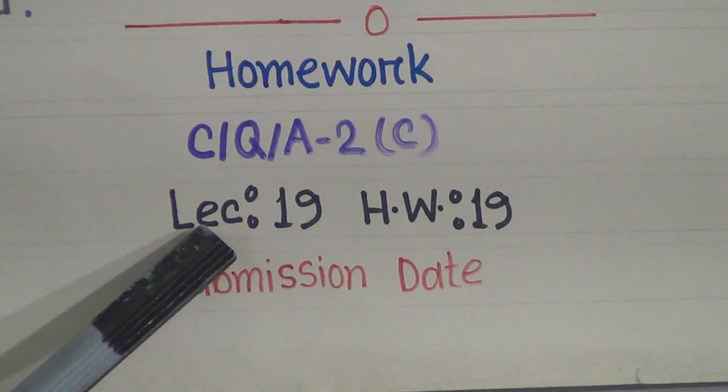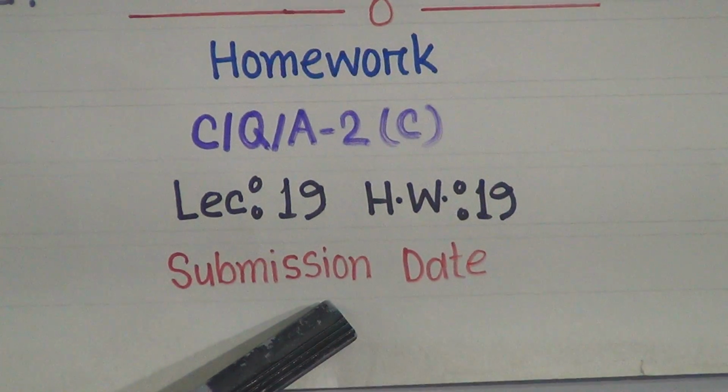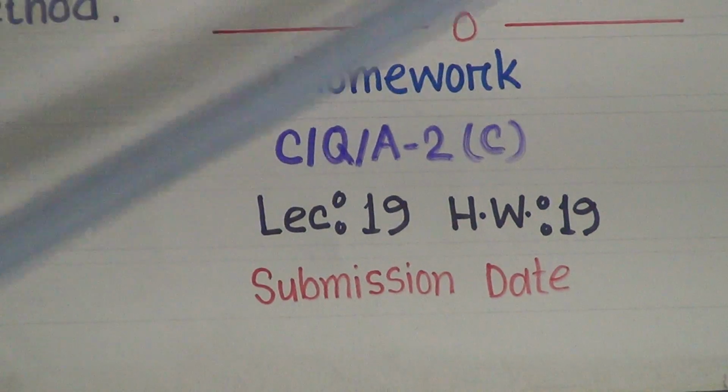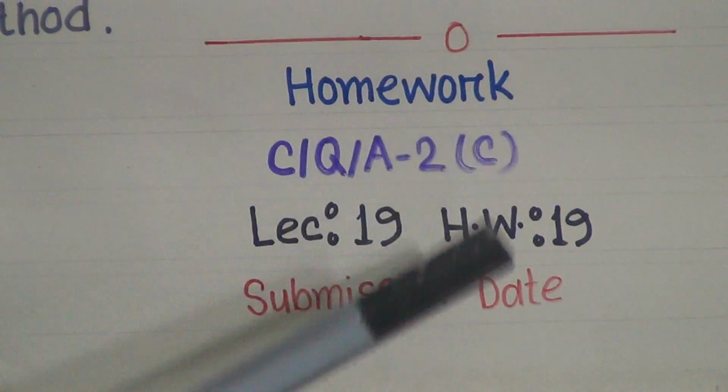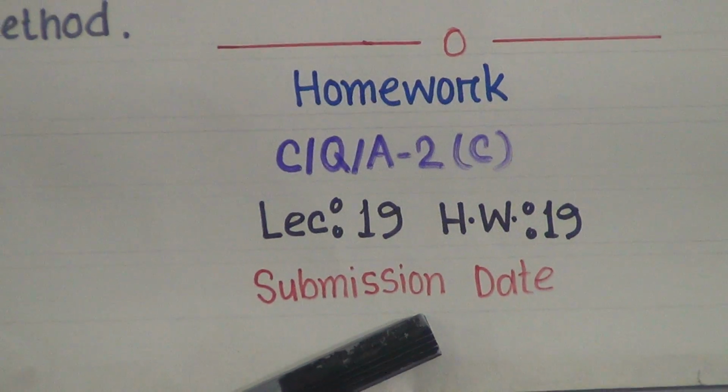And don't forget to write the lecture number and homework number with the submission date at the top corner of your copy. Our lecture number is 19 and homework number is also 19, and the submission date will be Sunday, because every Sunday you have to submit your SW copies.